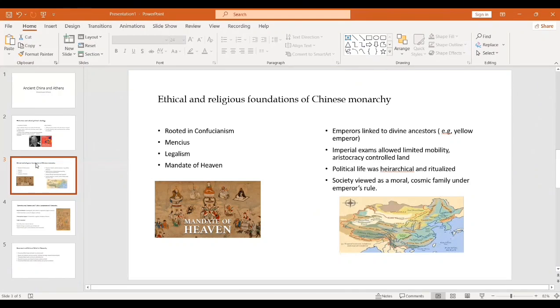Emperors were also believed to descend from divine ancestors like the Yellow Emperor, while aristocrats controlled land. Imperial exams allowed some people to rise in society, adding a sense of fairness to the system. Society functioned like a cosmic family, with the emperor as the father of the nation.